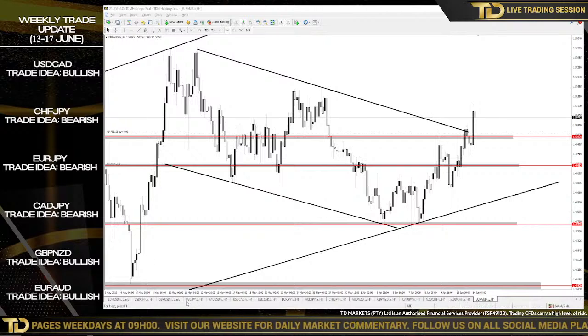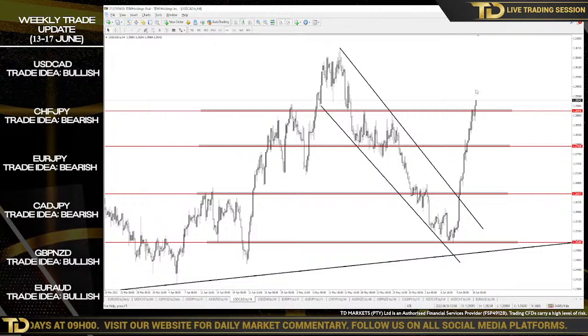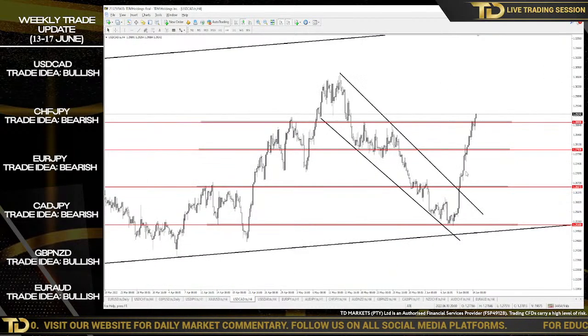So USD CAD. We have not found an entry on this one. We are bullish. We're expecting price to continue the move to the upside, and we are looking for a buying opportunity. That has not formed as yet, so we're just keeping a close eye on price action and will wait and see what happens. But on USD CAD we're expecting a push back to the upside.